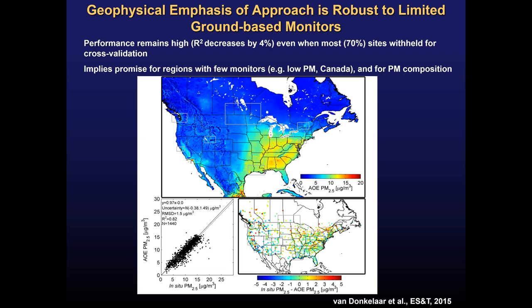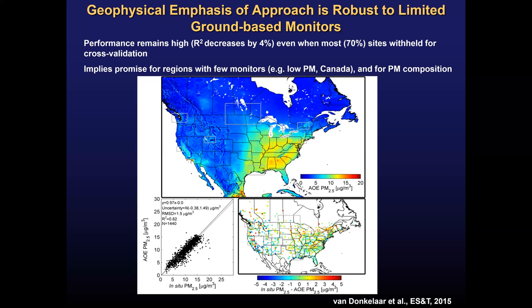But notably, given the geophysical framing of these estimates, a large fraction of the ground-based monitors, up to 70%, can be excluded for out-of-sample cross-validation, with a reduction in performance of only a few percent. And this implies promise for applicability of this method for species or chemical components with few ground-based monitors. And indeed, that's the case for chemical composition monitors. They're much more sparse than for mass.